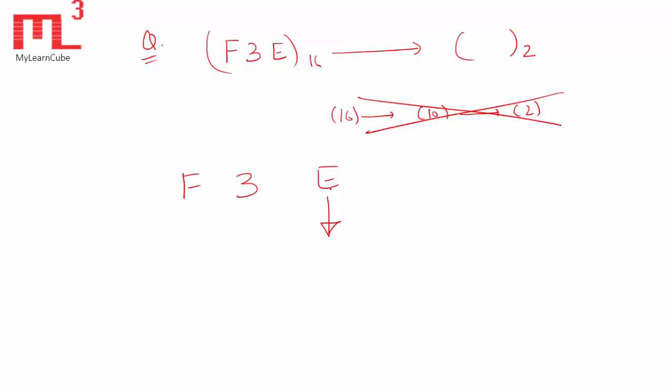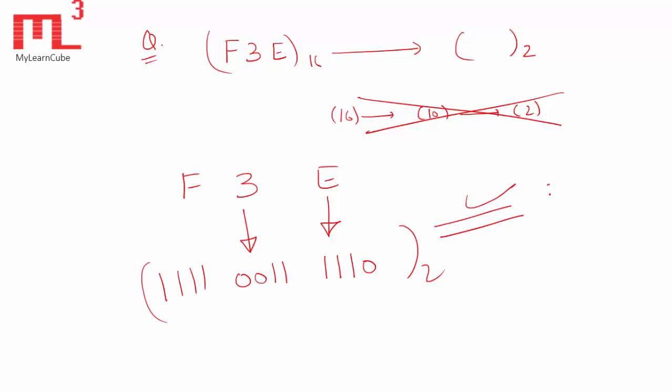E represents 14. So 14 will be 1110. This is your 14. Then this is your 3. And then this is your 15. And done. You are done. Hardly it will take 5 to 10 seconds. If you are in practice, it will take 5 to 10 seconds. Good. Now the next question.